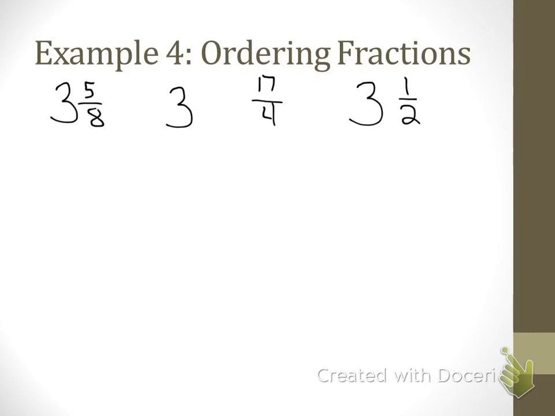3 5/8 will become what? 29 over 8. 3 becomes 3 over 1. 17 over 4 stays 17 over 4. And 3 1/2 becomes 7 over 2. Now what is my problem? I still can't compare them. What's my problem now? My denominators are not the same.